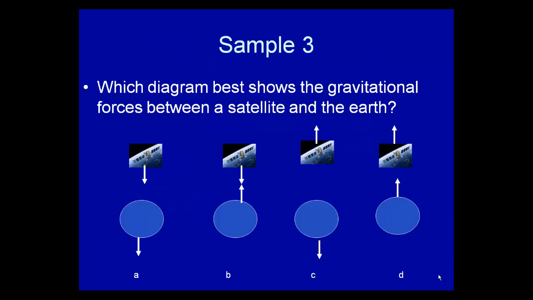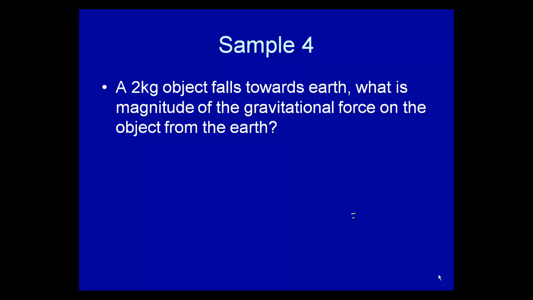Now, which diagram best shows the gravitational forces between a satellite and the Earth? Well, we know the Earth is pulling on the satellite. That's what gravity says. But we also know that the satellite is pulling on the Earth. That's Newton's third law. And since they're both pulling on each other with equal forces, that's the winner. Newton's laws don't change just because we have a new equation.